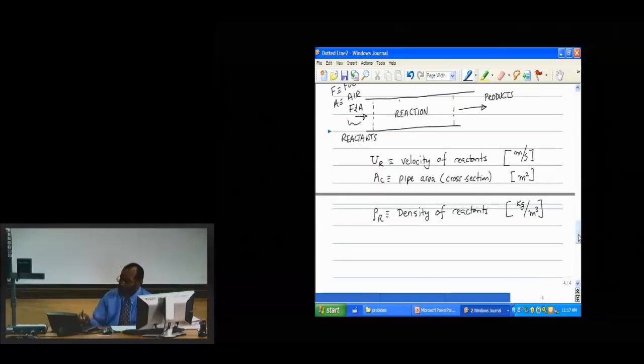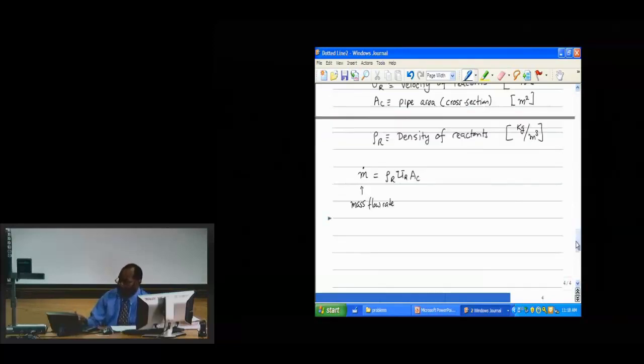Okay, so the definition of the mass flow rate, m dot, which we defined earlier, is rho r ur AC. So again, we have the mass flux, rho r ur, times the cross-sectional area.